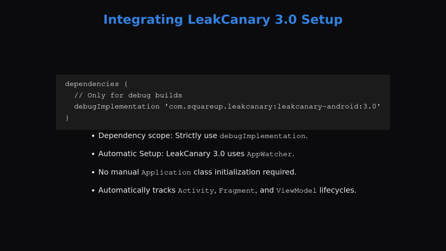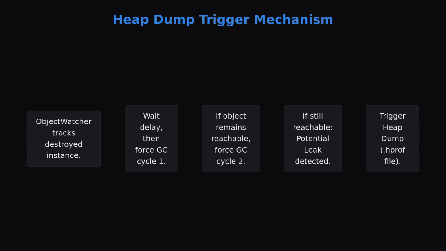The library automatically hooks into the Android lifecycle to track instances of activity, fragment, and ViewModel. This automatic tracking ensures that objects expected to be garbage collected are monitored immediately upon destruction. This setup minimizes performance overhead in production environments while maximizing leak detection during development.